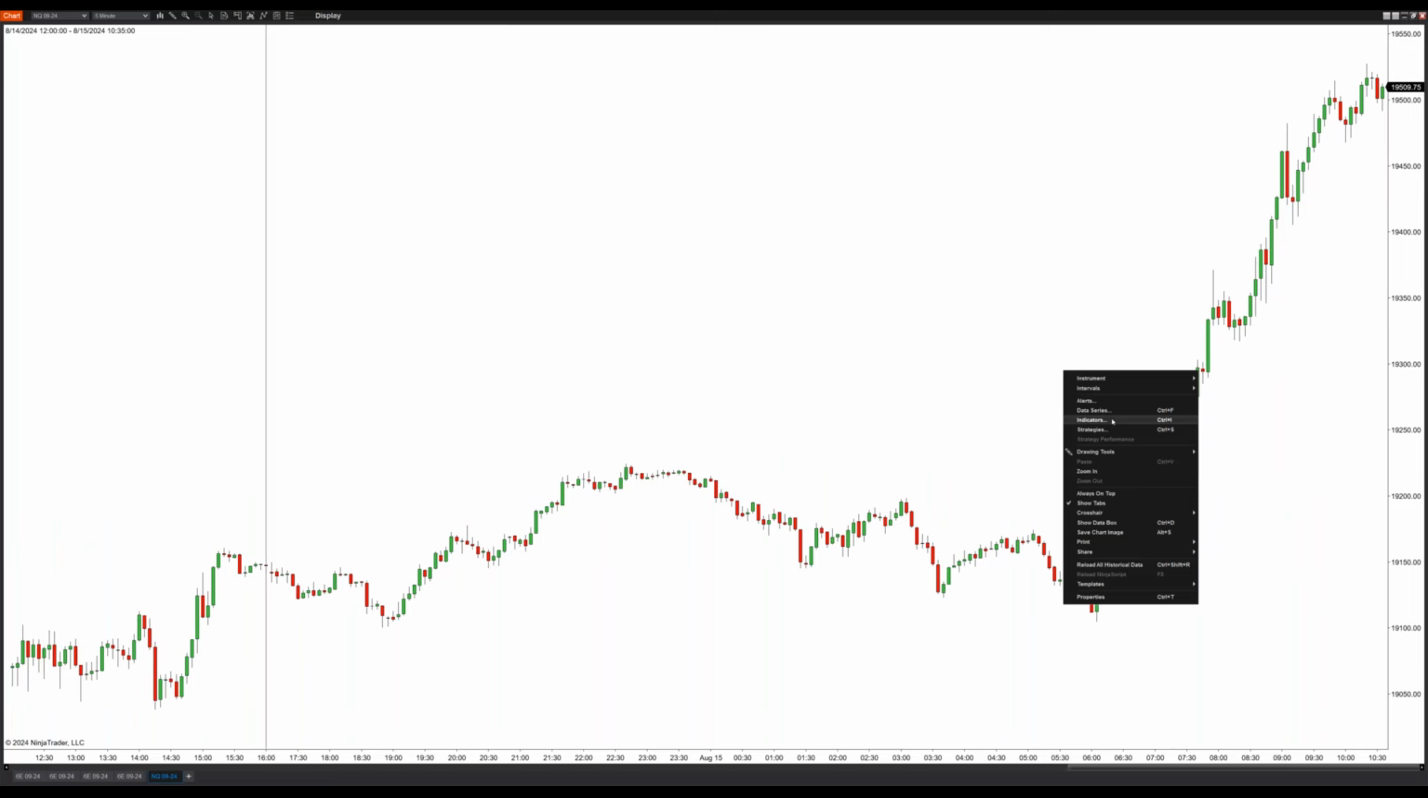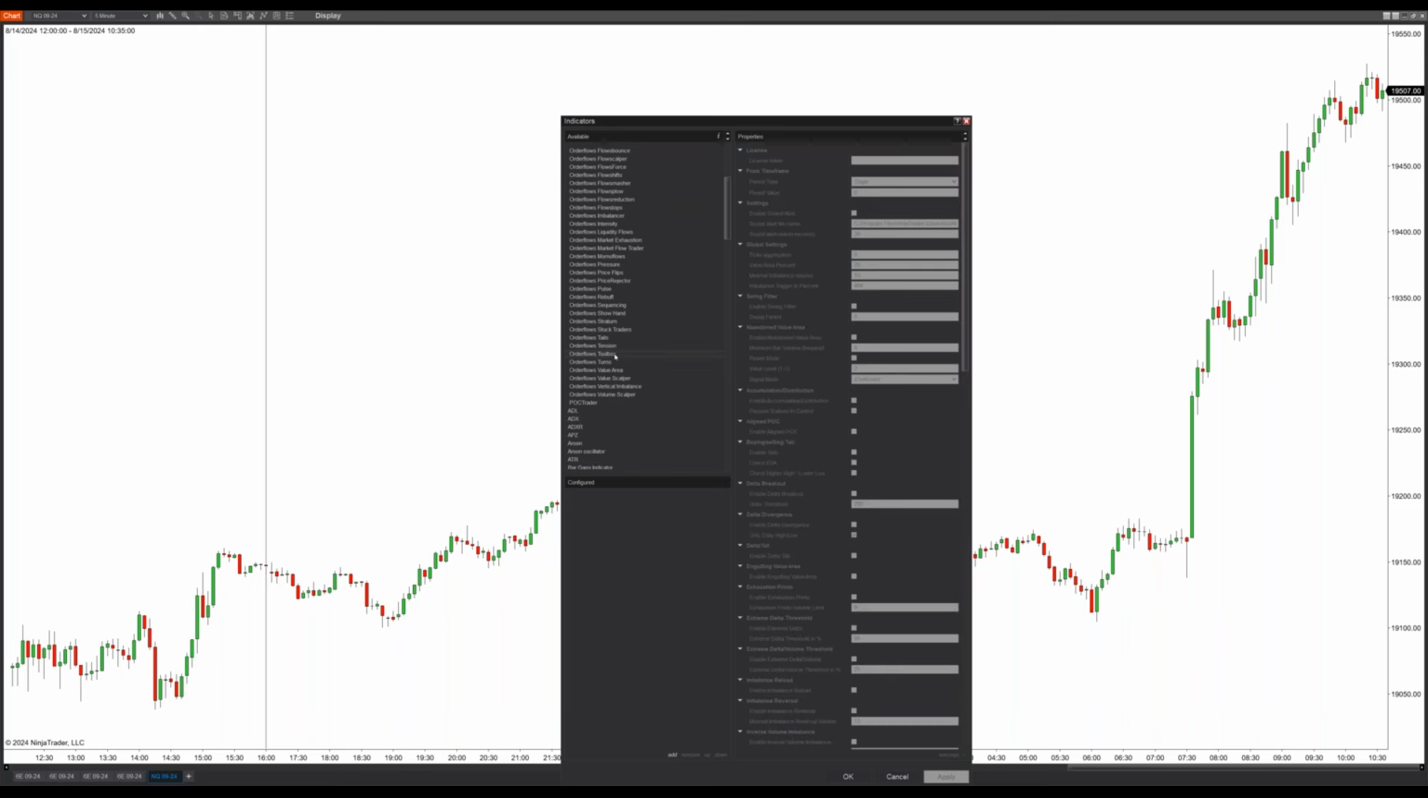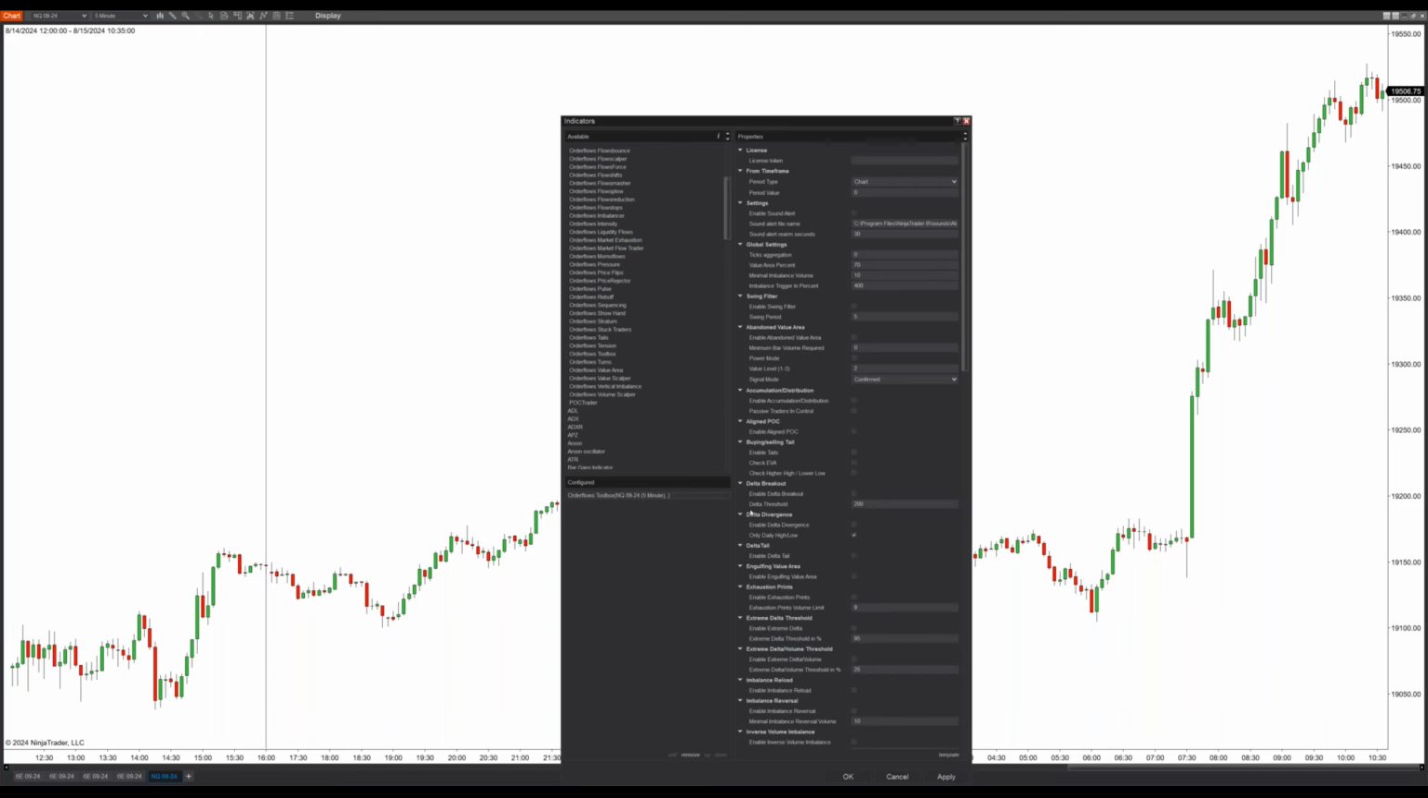Okay, so NQ is a market that is volatile, right? It moves around a lot. Obviously, on a day like today where we got numbers, and even yesterday, you get a lot of movement. So let's add the toolbox here. Okay, so you see it's down here, right? Toolbox.